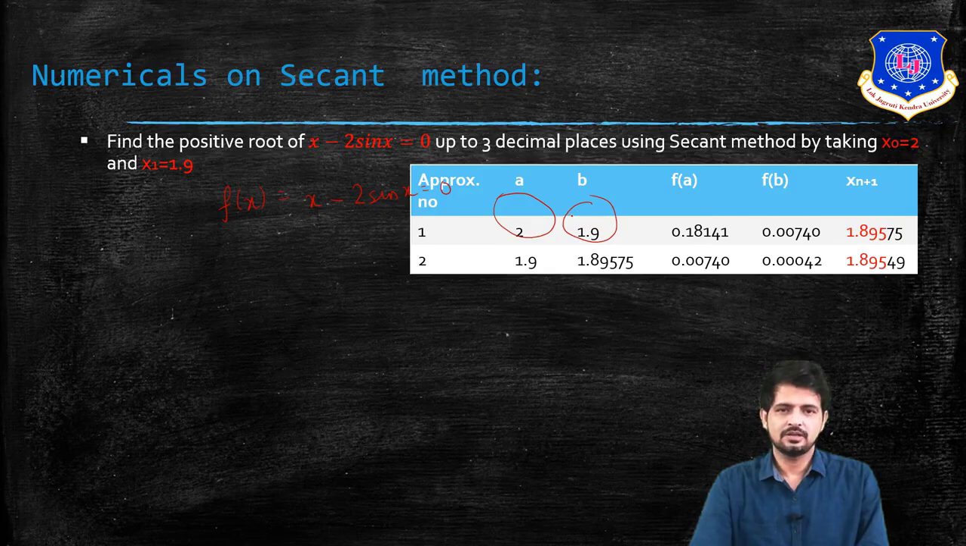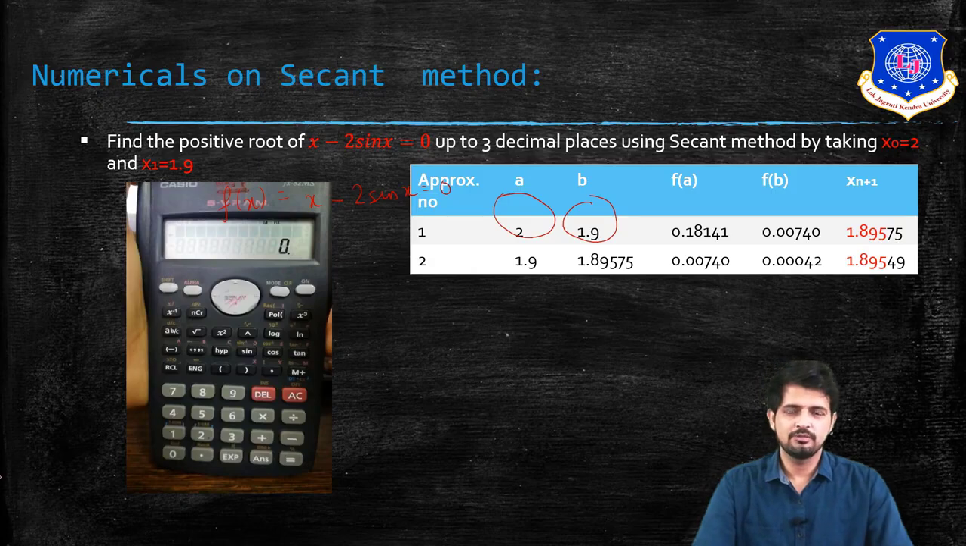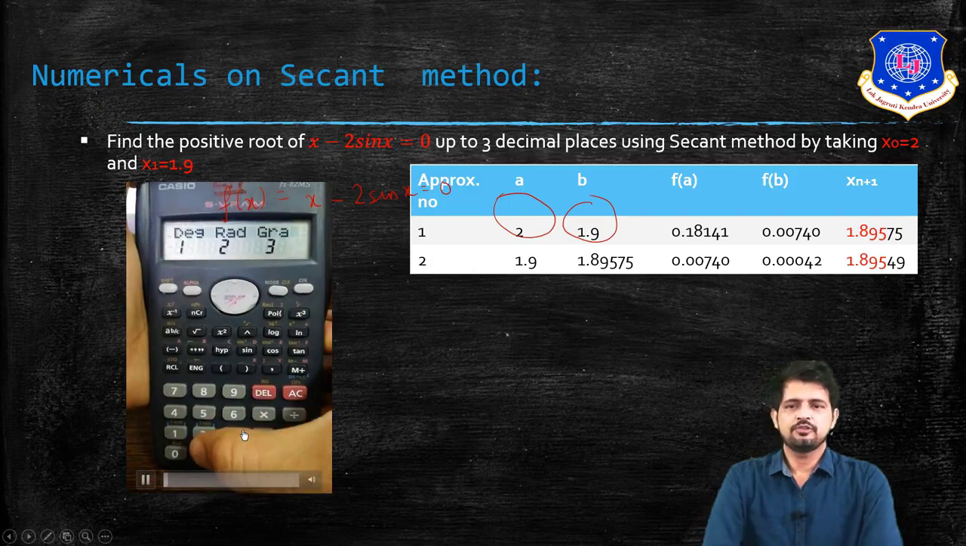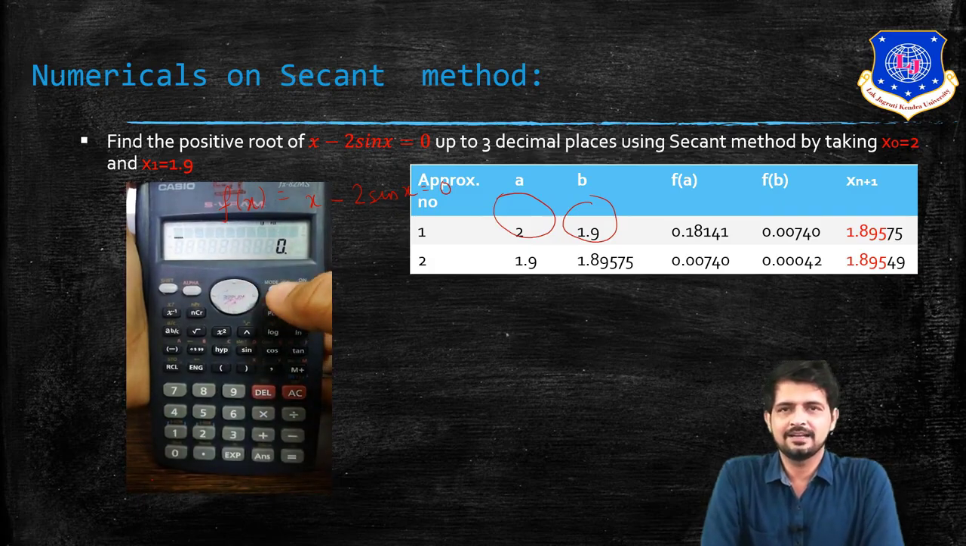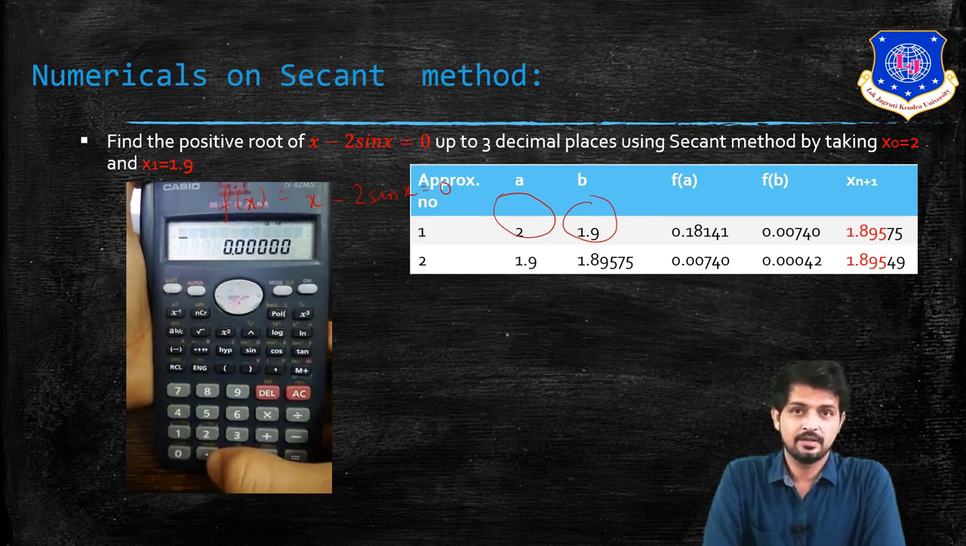Okay, make sure that you have selected the angle mode in radian and you have to fix the decimal places to 5. Okay, so here we can solve this. In this video, you will be able to get the whole numerical. See, first of all, the angle mode is selected as radian. Then we have to fix the decimal places to 5 because 3 decimal places is given.